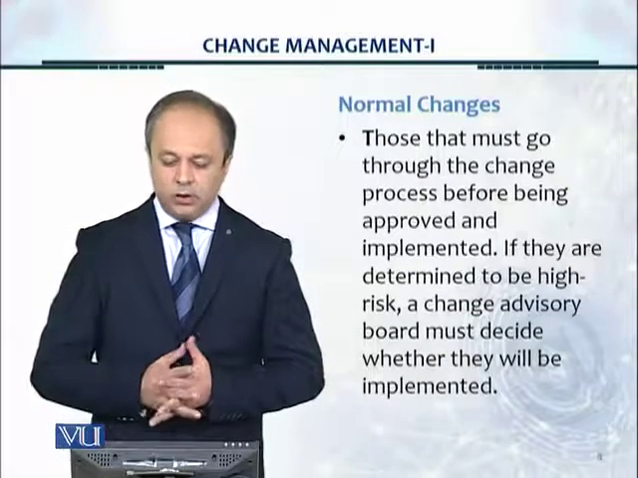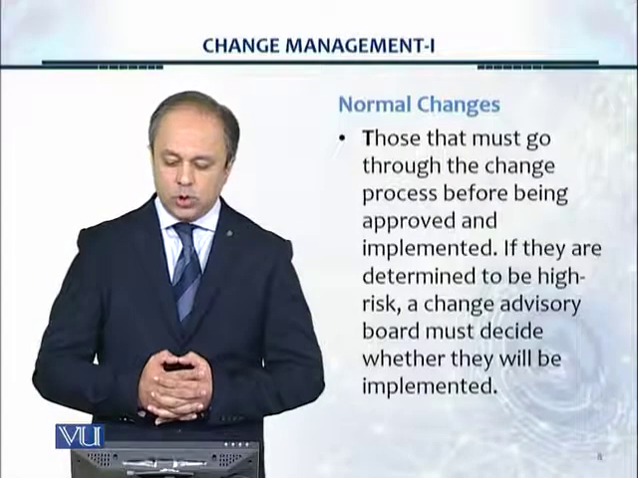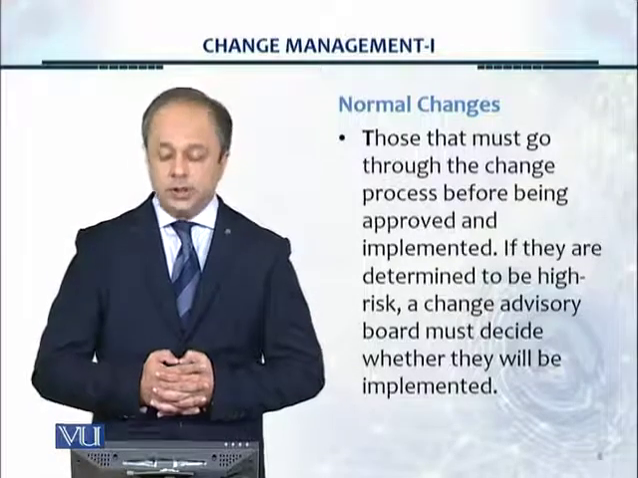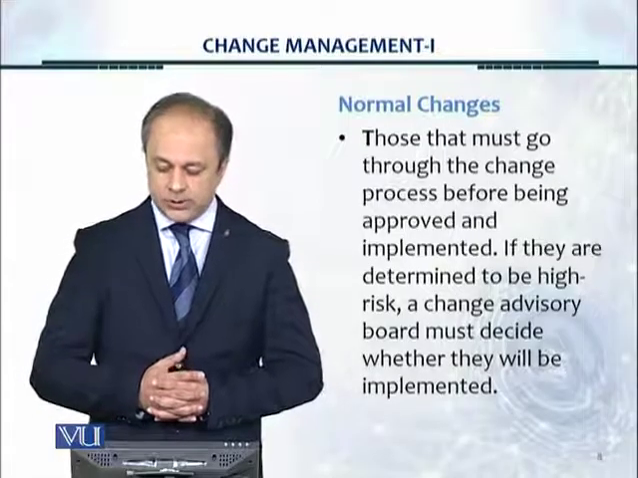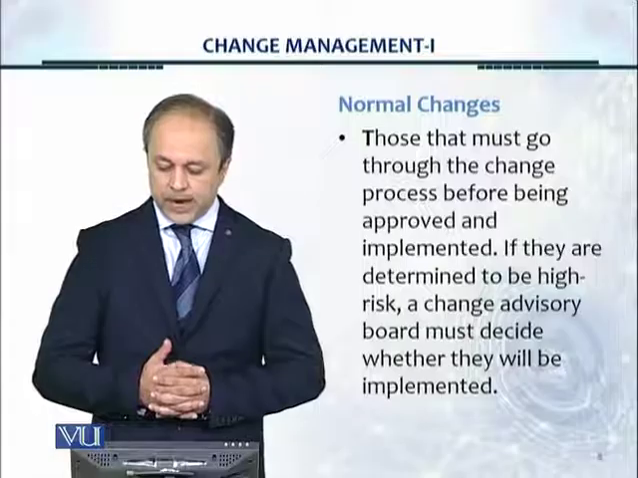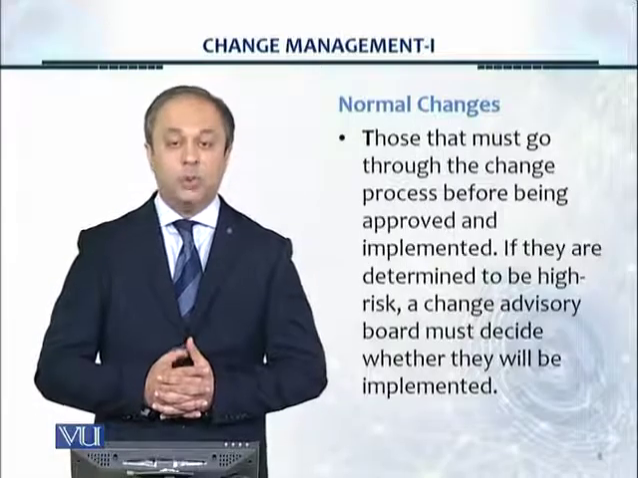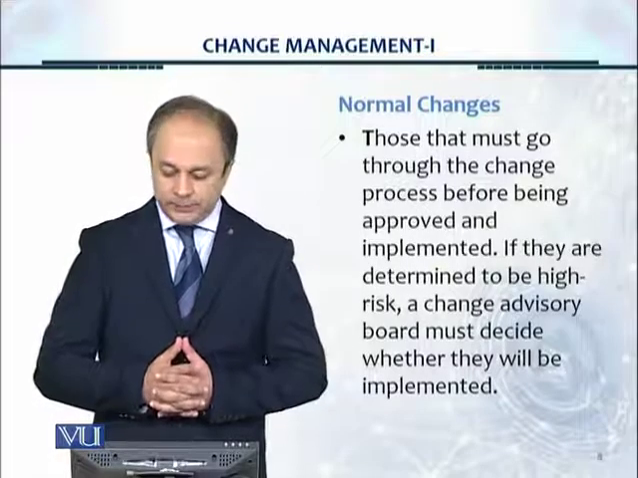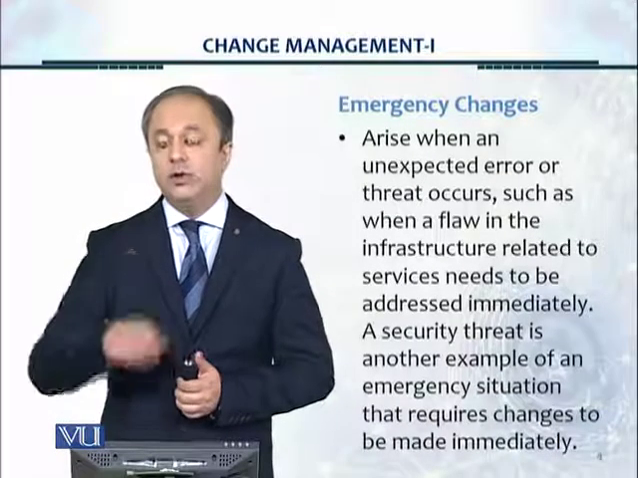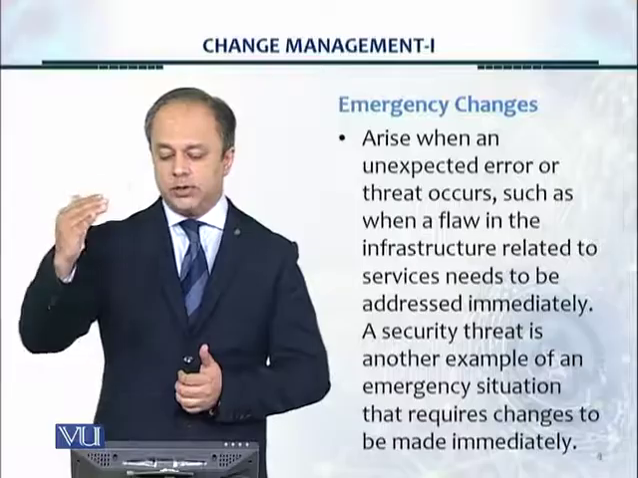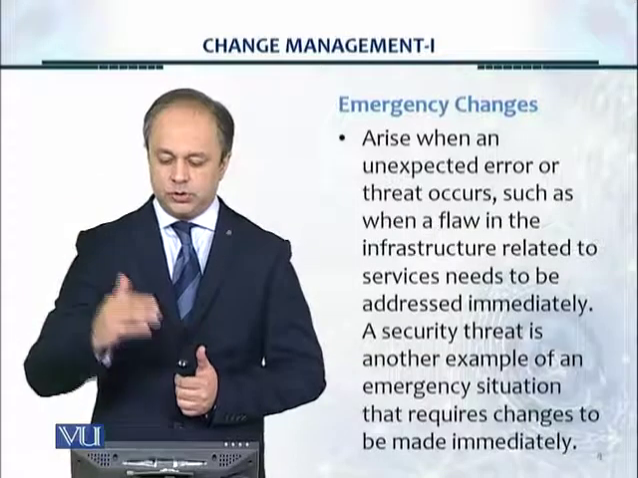Then we have normal changes, those that must go through the change process before being approved and implemented. These are not standard, these are normal changes. If they are determined to be high risk, a change advisory board, called a CAB, must decide whether they will be implemented. And then you have emergency changes. You have standard changes, normal changes, emergency changes.